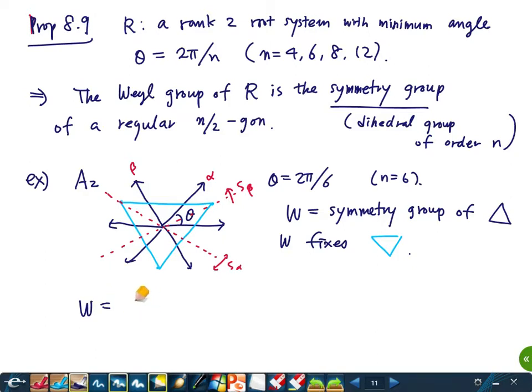It has how many elements? 6 elements, right? So the identity, rho, and rho squared, where rho means rotation by 120 degrees, rotation like that. And reflections about S alpha, S beta, and let's write one more, gamma, then S gamma. So these are all the elements there.